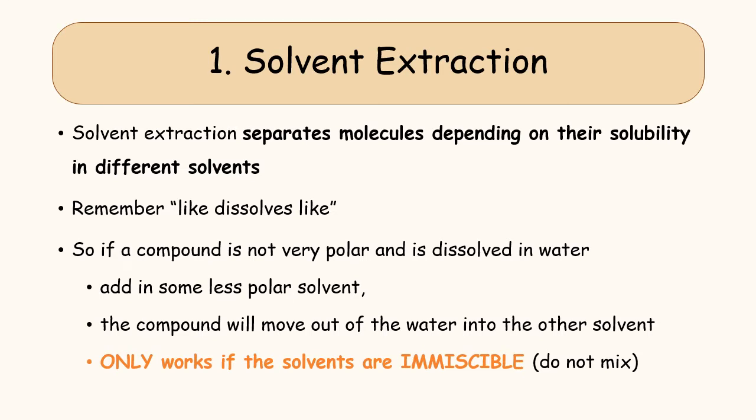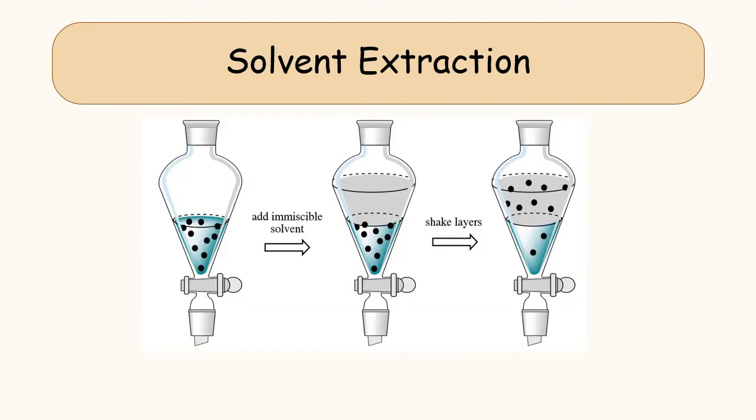Now this only works if the two solvents you're using are immiscible. They don't dissolve in one another. In other words, they form layers. So like oil and water. If two solvents mix, then nothing's going to be extracted from one into the other because they become indistinguishable from one another. So solvent extraction looks a bit like this.